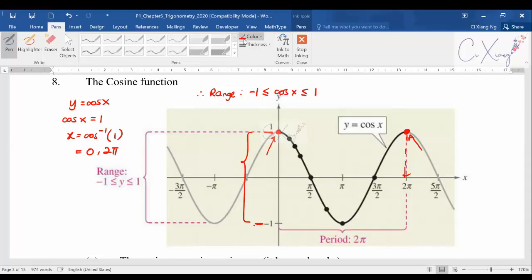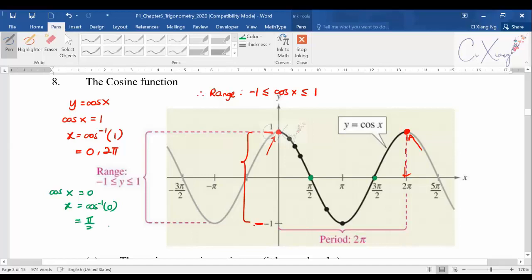Another important value here that you should know is this one. When cos x equals 0, what do we have? If you press the calculator again, cos inverse 0, the calculator will only give you pi over 2. To get the next value here, you need to look at the graph, which is 3 pi over 2.